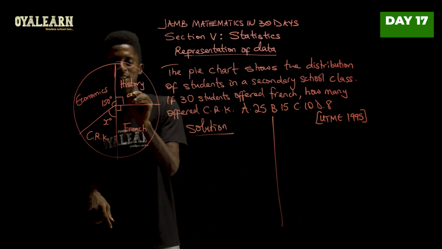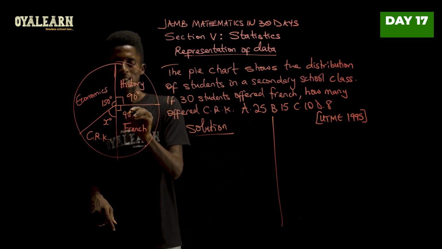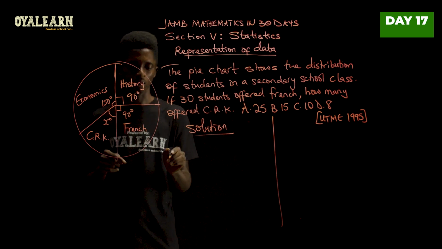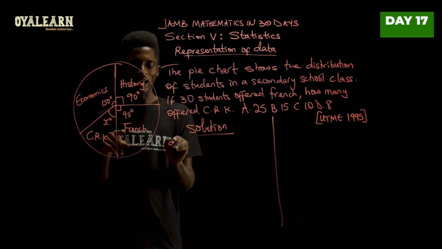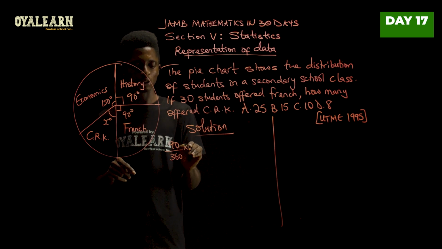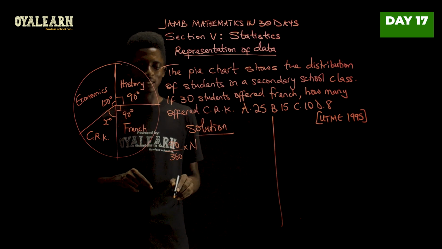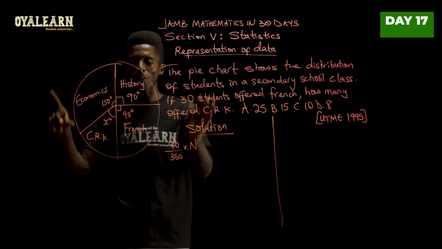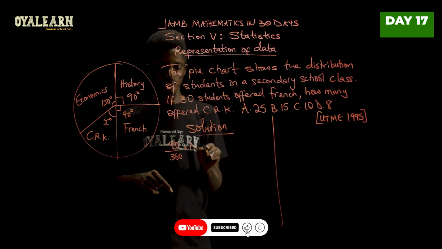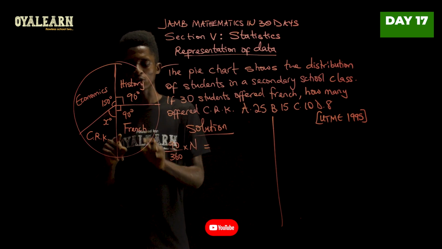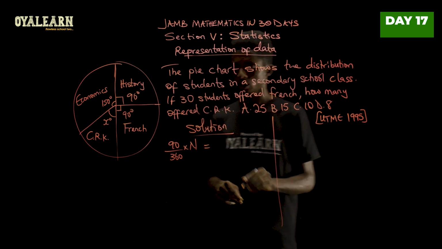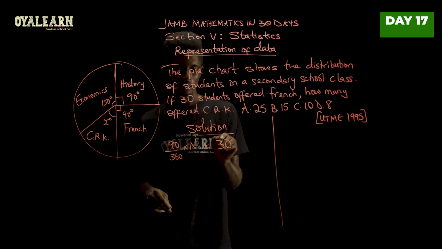Starting with French, this shows that we have 90 degrees here and 90 degrees here as well. So to get the number of students in total, we know that 90 over 360 times number of students, right? Taking n to be the total number of students in that secondary school, right? In that class actually. Then this would give us the number of students that take French. And we are told that those that take French are 30. So this will be 30.